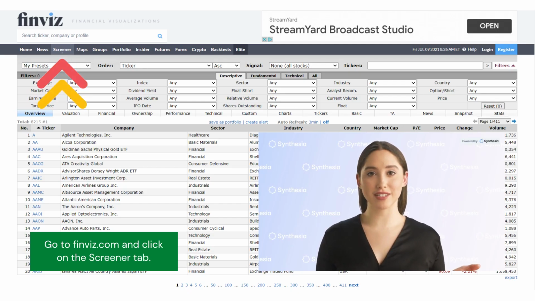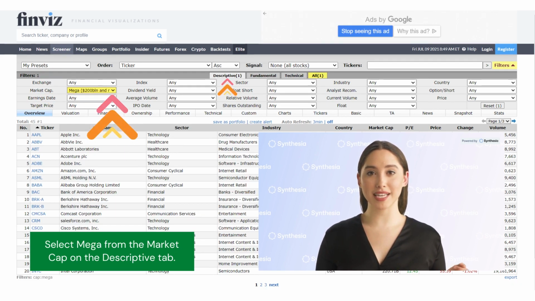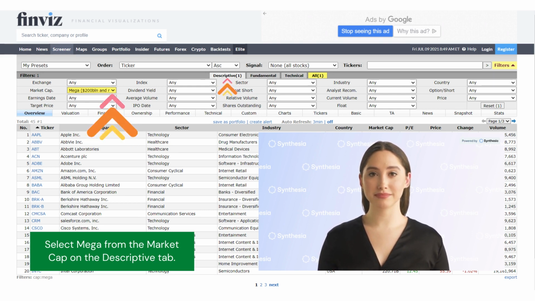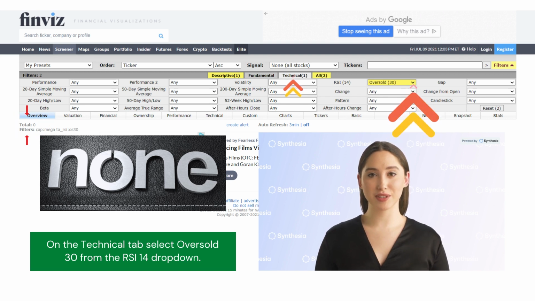First, how to find stocks to buy. Go to finviz.com and click on Screener. We only buy mega and large capital stocks that are below the RSI of 30. So select Mega first on the Descriptive tab. We want to invest in the largest well-known companies only. We then go to the Technical tab and select Oversold 30 from the RSI 14 dropdown. Today, there are no mega cap stocks, but don't worry, it's rare to find mega stocks below RSI 30, more on that later.